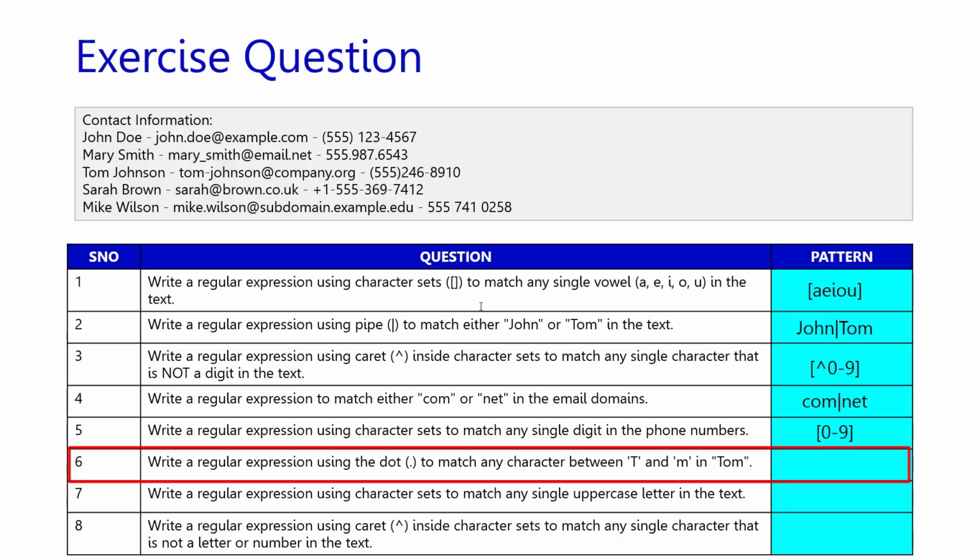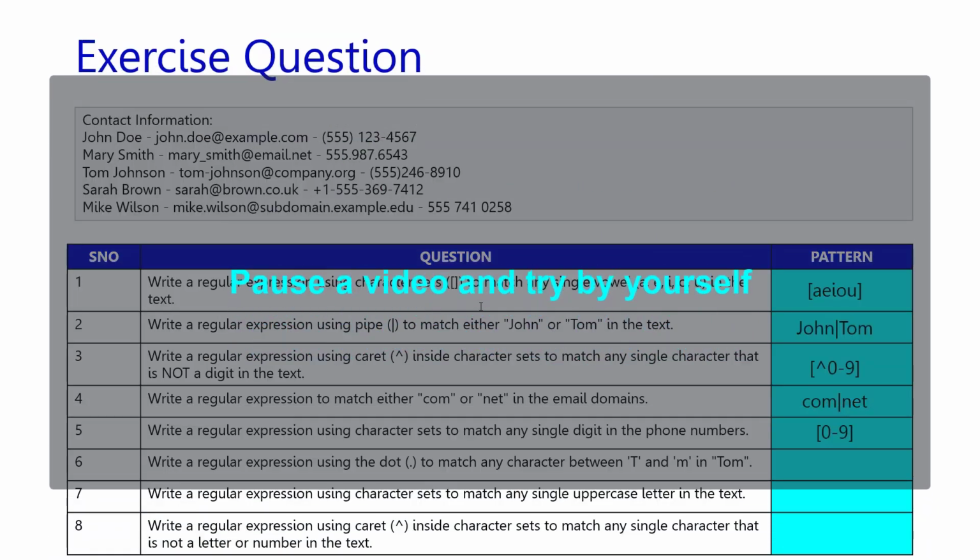Next question. Write a regular expression using dot to match any character between T and M. The example is Tom. So write a regular expression so that you can match any single character between T and M. Pause the video and try by yourself.